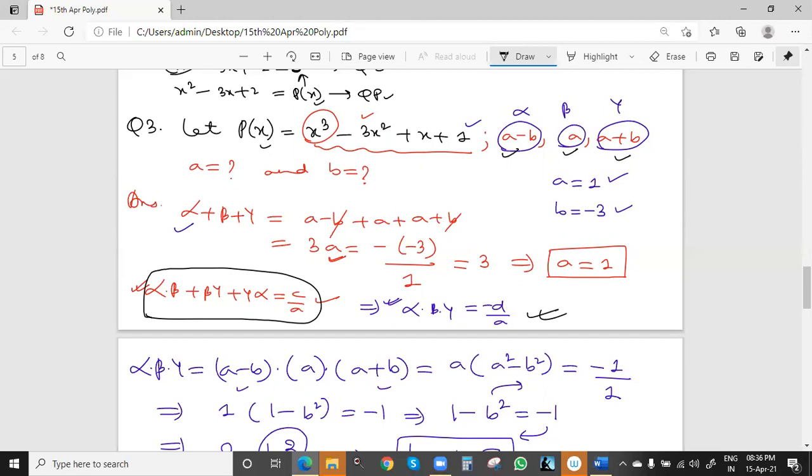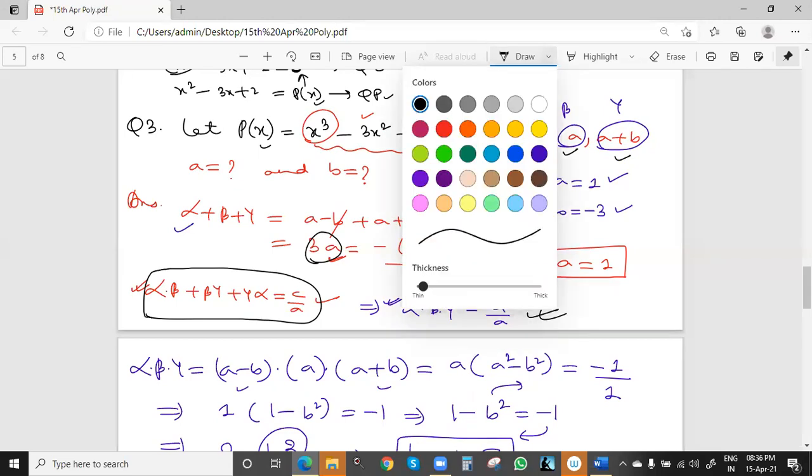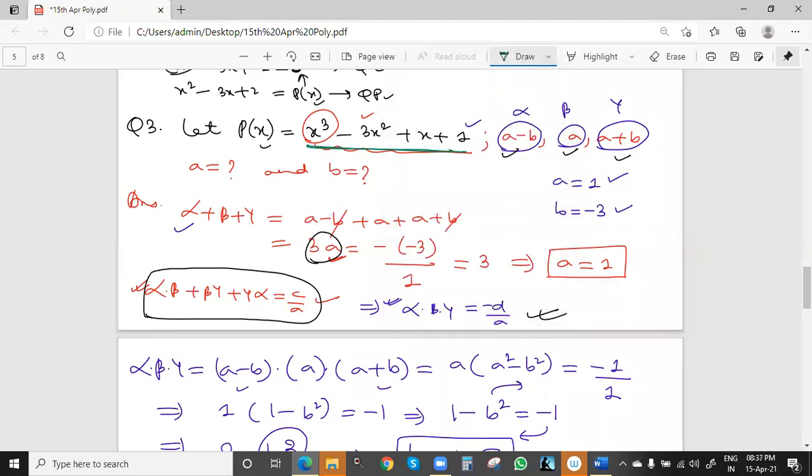So alpha plus beta plus gamma will become 3a, and we know alpha plus beta plus gamma is minus b by a. From the formula we know minus b by a. So if you compare this with the standard form, b will be minus 3 and a, nothing is there, that means 1. So minus b by a will be minus b. B is minus 3 and a is 1. So minus minus plus 3. So a will be 1. Please don't write minus b by a, because this a and this a will be confusing. So directly put the values from the given cubic polynomial.